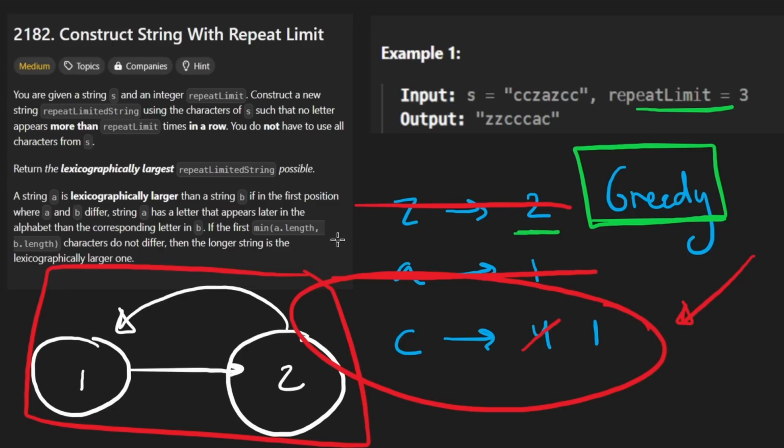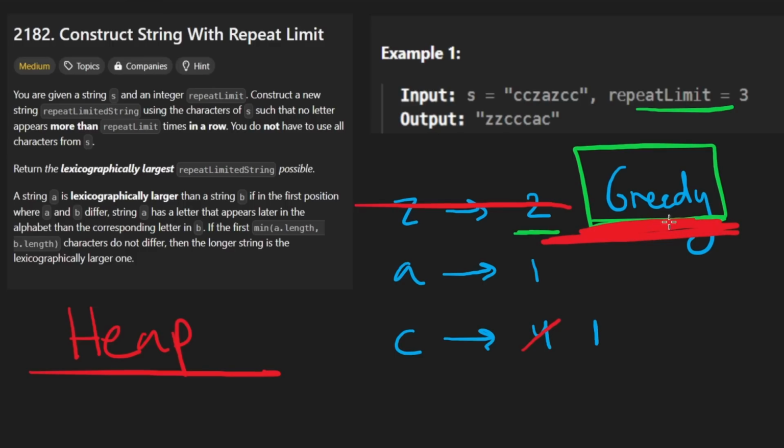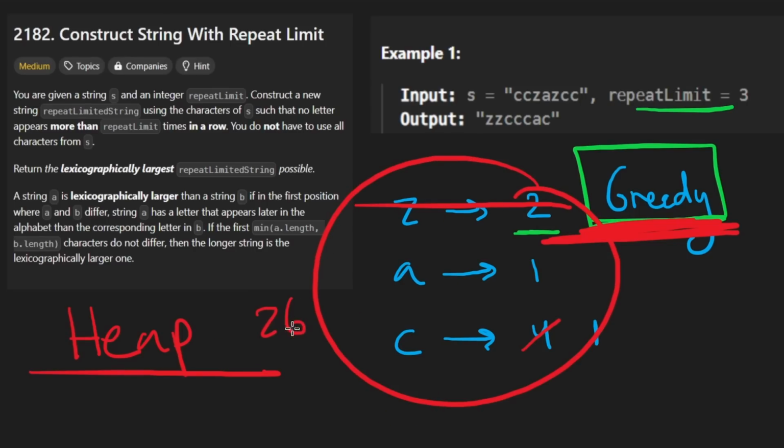The nice thing about this solution is that it's pretty easy to implement if you know the data structure called the heap, because like I said, we want to be greedy. We always want to pick the largest one of these. And I guess it technically doesn't matter, just because this will be of size 26. We could scan through it every single time, but heaps are just going to be a little bit more efficient. So that's how we're going to do it.